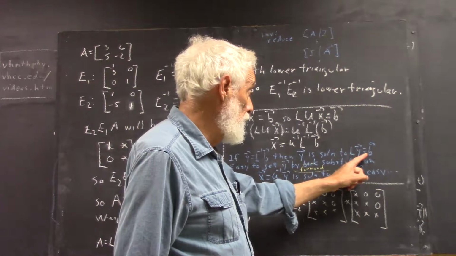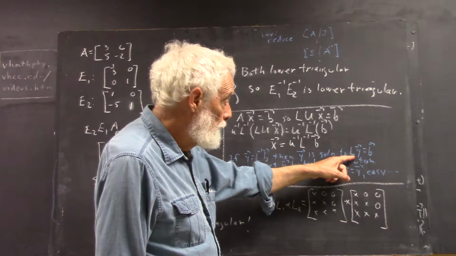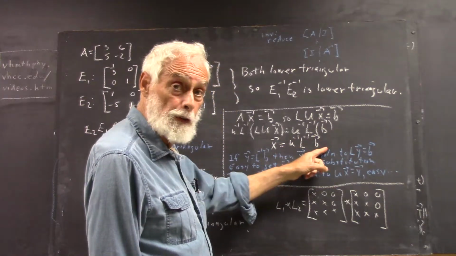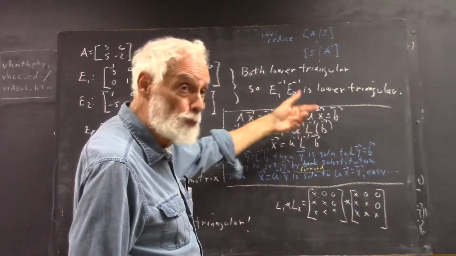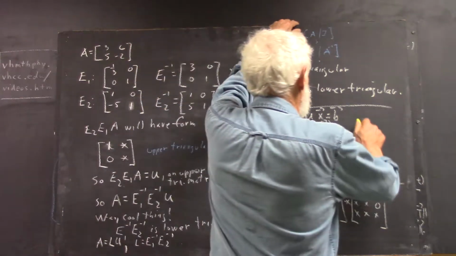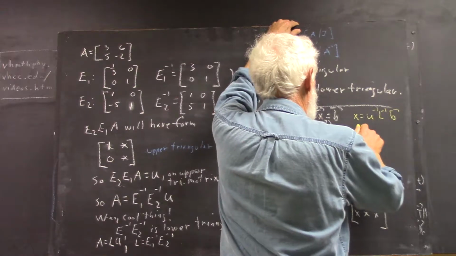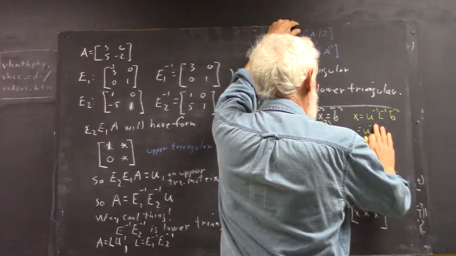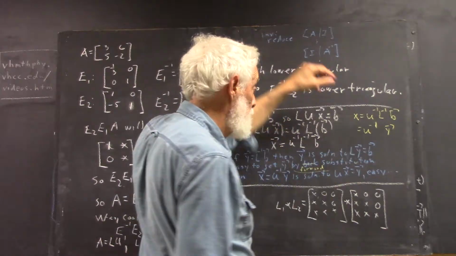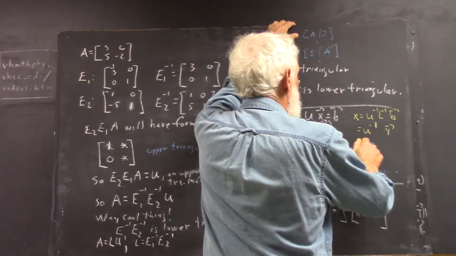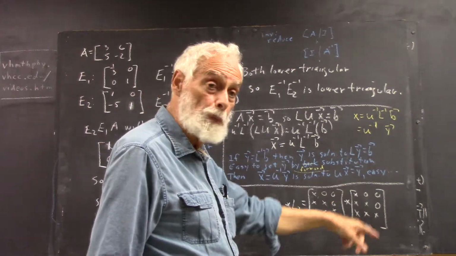Take my word for it. If you got LY equals B, you can easily get Y. And that Y would be L inverse B. So it's easy to get L inverse B, and we call that Y. Okay, so now you got X equals U inverse Y, don't you? So it's like you have X equals U inverse L inverse B. Well, that equals U inverse Y, where Y is what you get when you solve this. And that's the solution to UX equals Y.